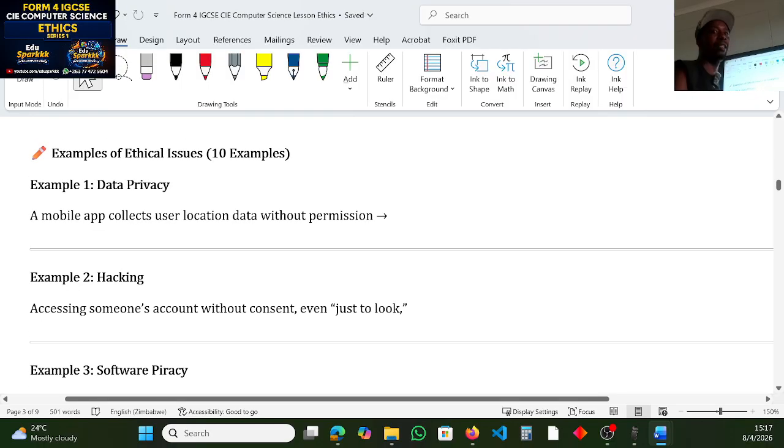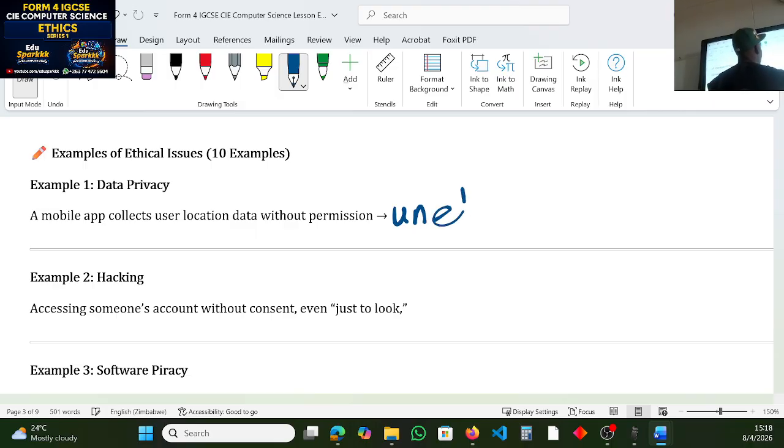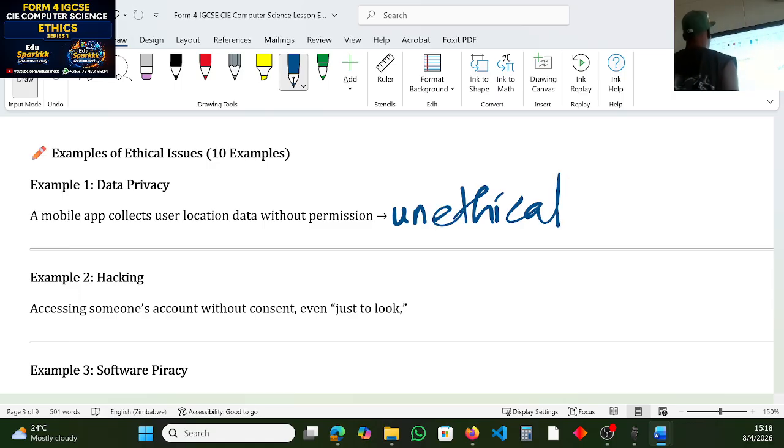Let's have a look at these 10 problems that we have. We're going to be discussing them together to test whether the action or activity happening is ethical or unethical. A mobile app collects user location without permission. So here we are worried about privacy. So this is going to be considered unethical because the person being located needs to give permission or consent to say, let the people proceed.